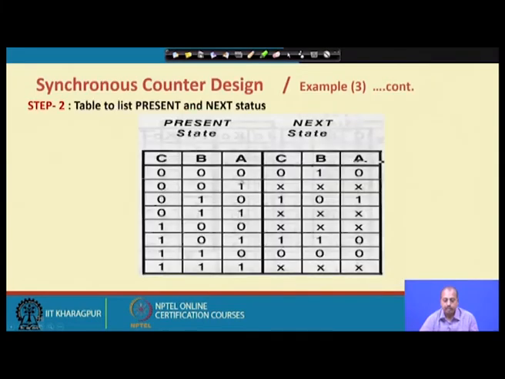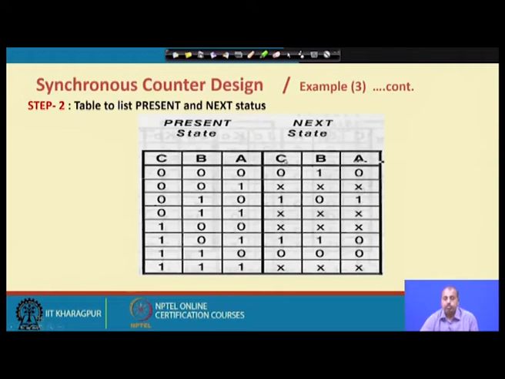So, if the system is at count value 0 0 1, what will be the next count value? We do not bother, so they are do not cares. Similarly, if the current count value is 0 1 1, then what is the next count value? That is not relevant, so that is do not care.